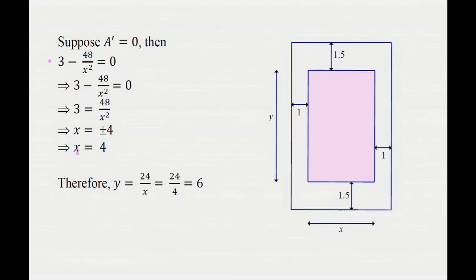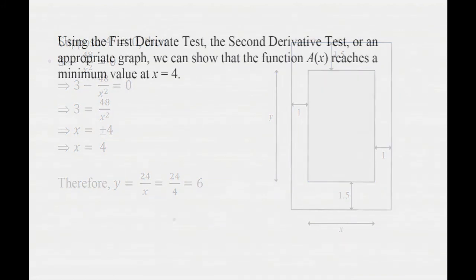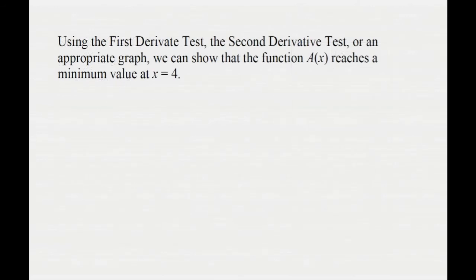If that's the case, we are only going to select the positive value of X because X cannot be negative. Now from our constraint, we know Y is equal to 24 over X, and we divide 24 by 4 and we get 6. So we determined that A prime is 0 when X is 4, and when X is 4, Y is equal to 6. We can use the first derivative test, the second derivative test, or an appropriate graph to show that the function A of X reaches a minimum value when X is 4. We're going to do it graphically, but you can do the first derivative test or the second derivative test. It's totally up to you.